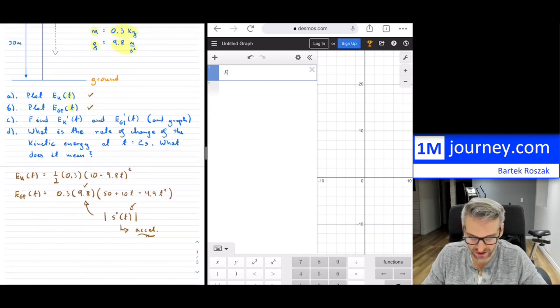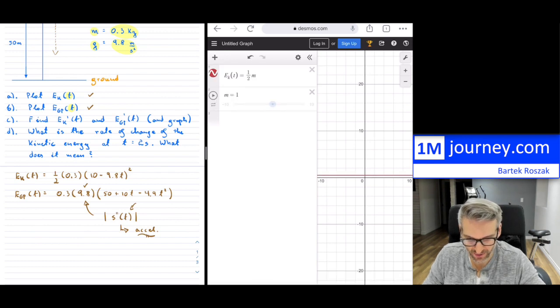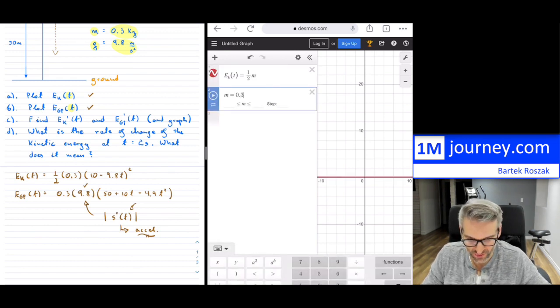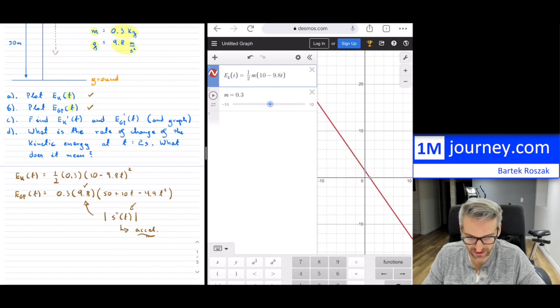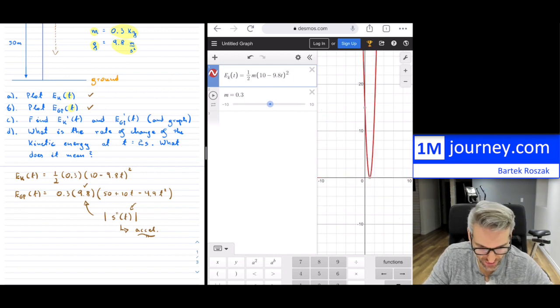So I'm going to call this E, with a subscript K for kinetic energy. This is with regards to t is equal to 1/2. I'll put M. I'm going to define M so that I can use 0.3, or change it if I want to. And then this is going to be 10 minus 9.8t, and that's squared. All right, so this is what we have.